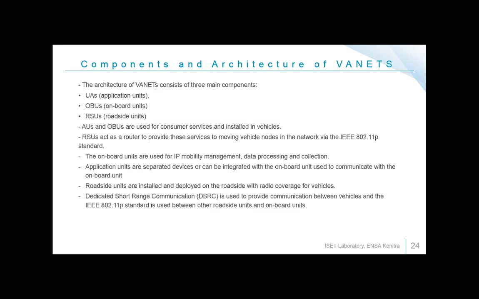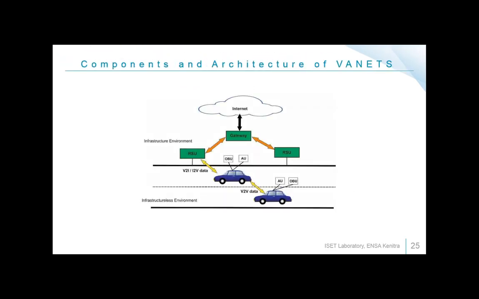Dedicated short-range communication (DSRC) is used to provide communication between vehicles, and the IEEE 802.11p standard is used between roadside units and onboard units. Now, this is a screen of the components and architecture of VANETs.